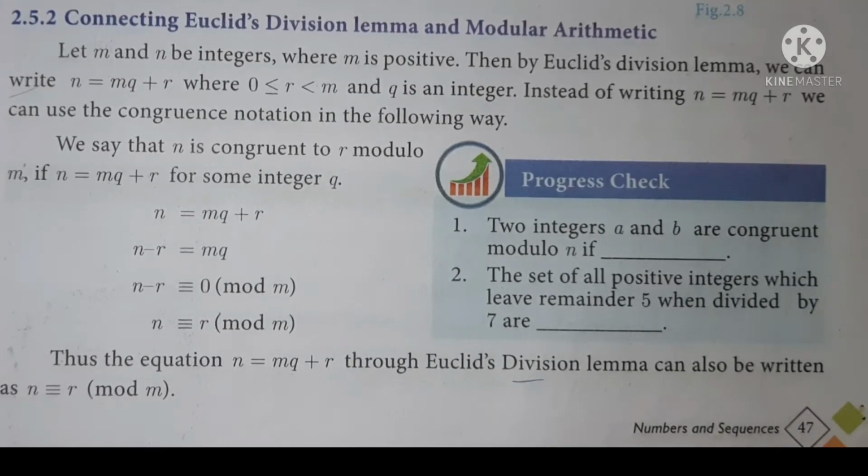For some integer q, n is equal to mq plus r. That can be written as n minus r is equal to mq, so n minus r is congruent to 0 mod m, that is, n is congruent to r mod m. n is the dividend, r is the remainder, m is the divisor. Thus Euclid's division lemma n is equal to mq plus r can also be written as n congruent to r modulo m.